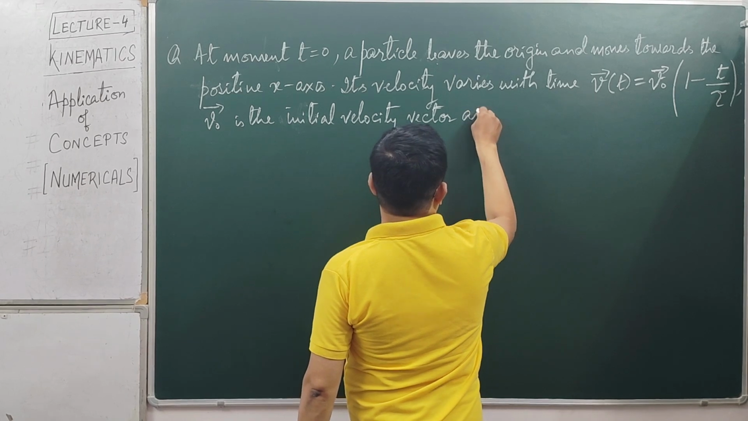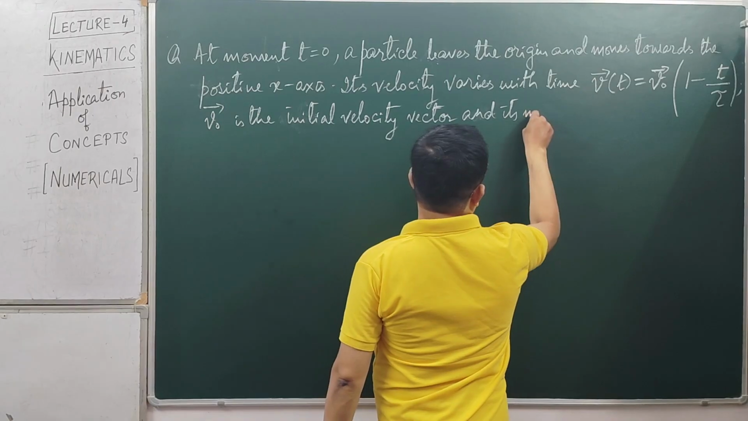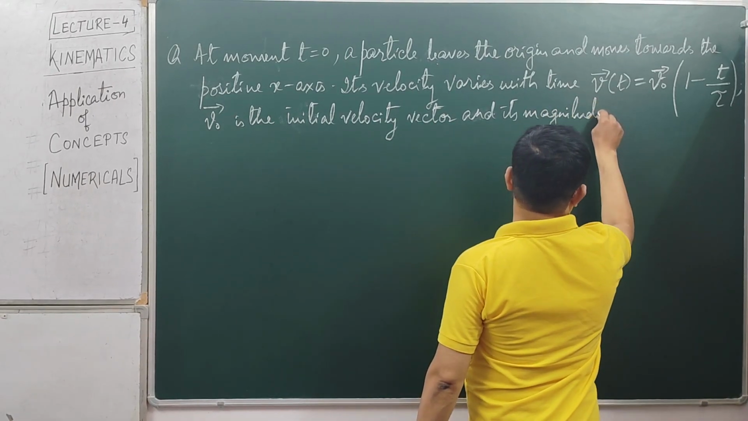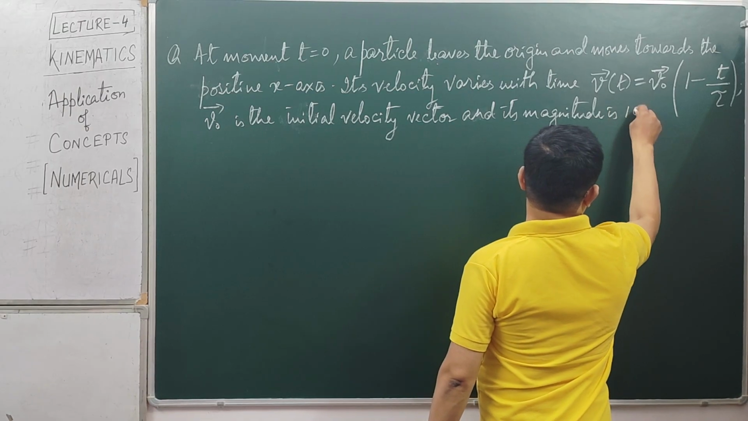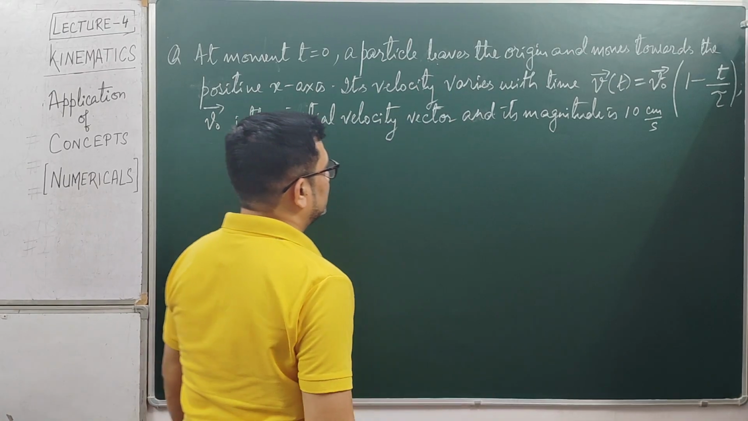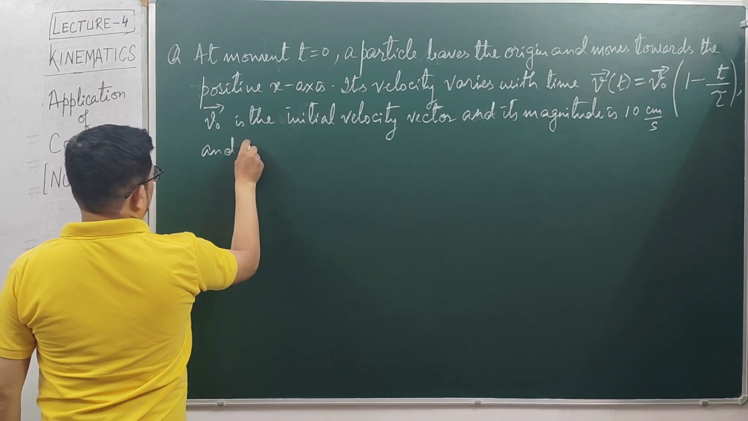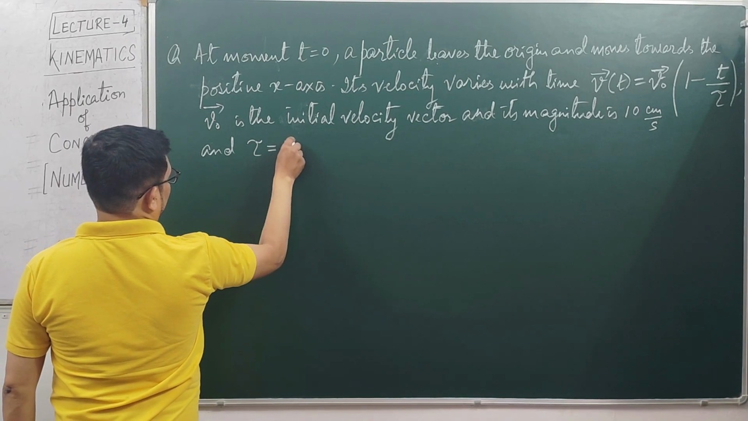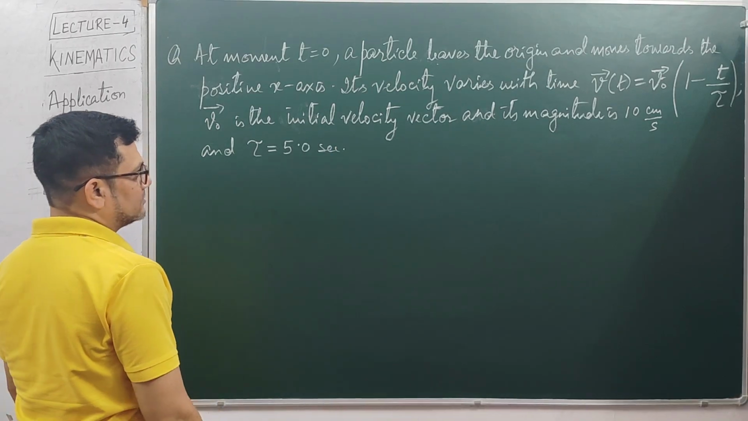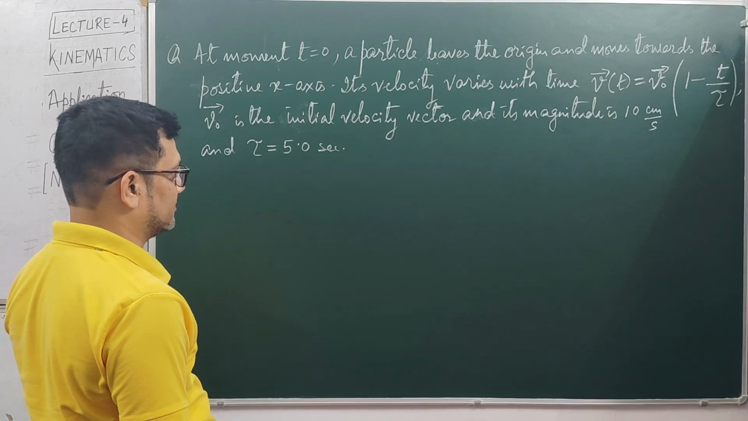and it should be a constant. Its magnitude is 10 centimeter per second, and tau in the equation is 5.0 seconds. The tau is a time which is constant there, and that's given as 5 seconds.